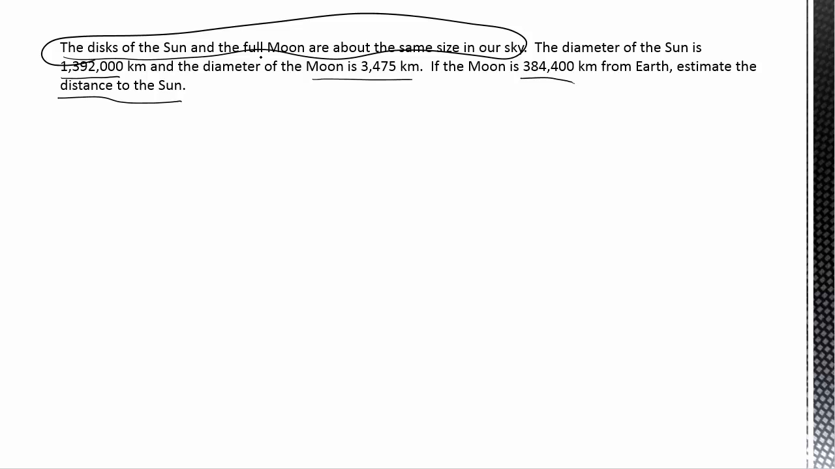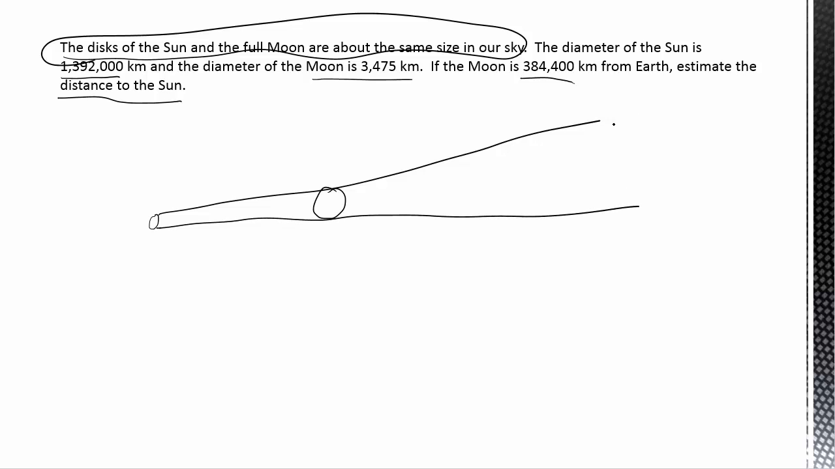Anyway, if we assume that they are matching up nicely, then we can draw here's the eye of our observer on Earth, and they are gazing out, and they see the moon as they gaze out. And then if there was an eclipse, right behind the moon would be the sun, but even if they're not lined up, we know that they have the same angle from the edges to our eye, because that's why the disks are the same size in the sky.